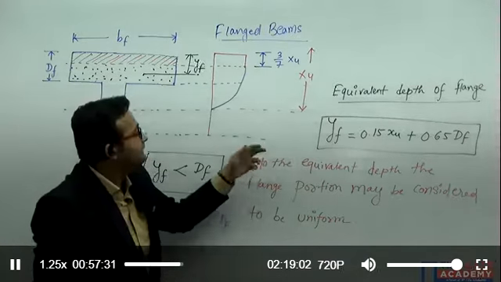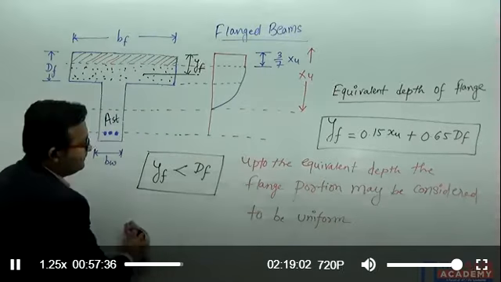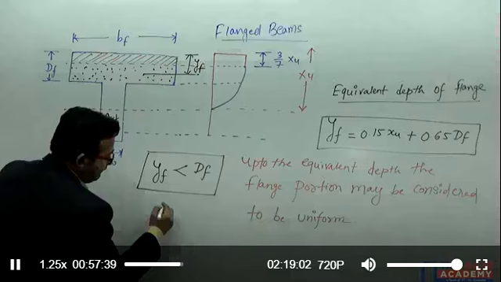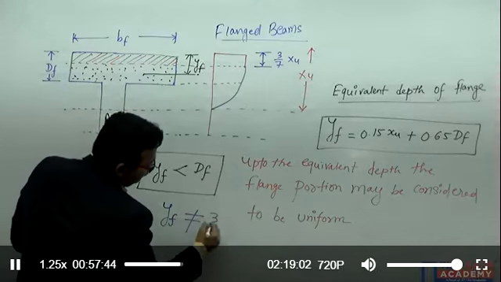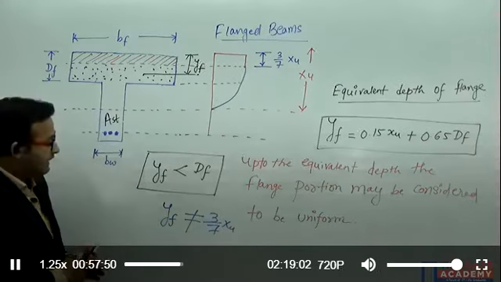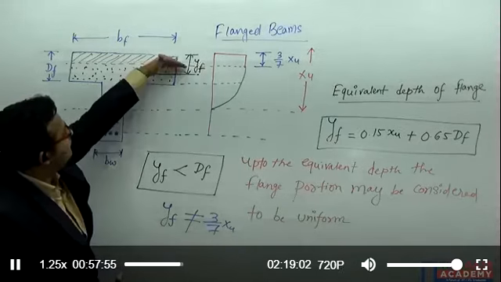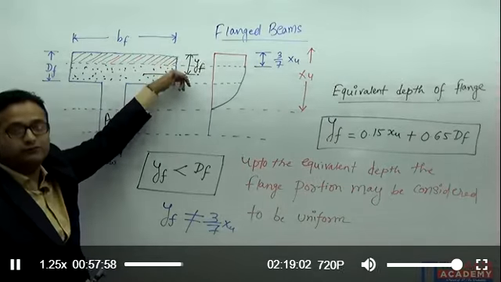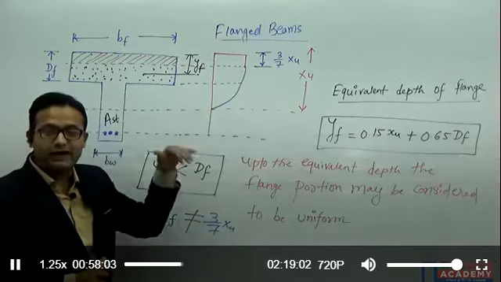Okay. I understood your question. The question is, why is YF not equal to 3 by 7 of XU? Right? If I consider YF equal to 3 by 7 of XU, means whatever the concrete I have provided below the 3 by 7 of XU is of no use. There is no use of my concrete below that.